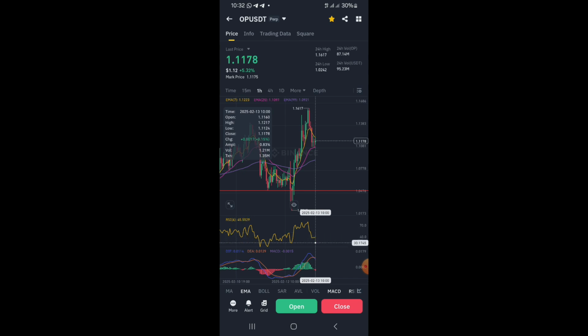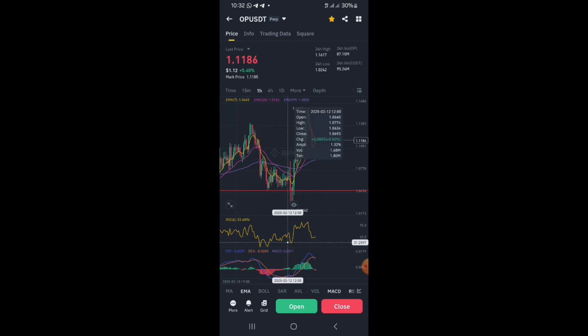Just look at the line and look at the RSI. Whenever you see that RSI at 30, you see it at 35 right now. Whenever you see it at 30, that means prepare yourself for long trading. Look for near support, look for the near support line, and then go for a long trade.